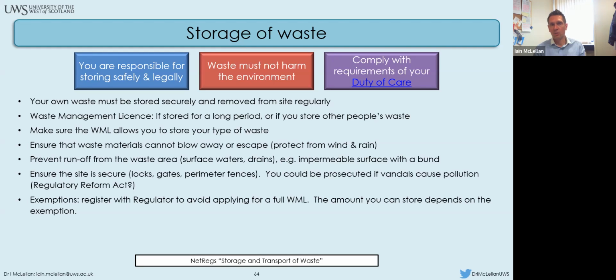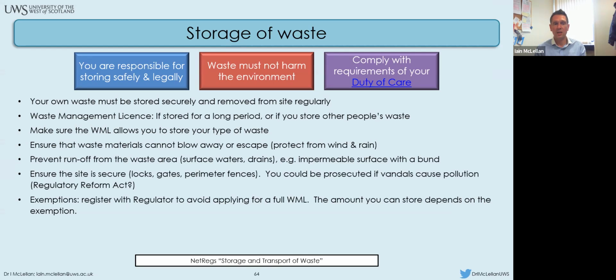So to make sure that it doesn't harm the environment, you've got to protect it from the wind and the rain. Make sure it doesn't blow away, make sure it doesn't leak into the water system. So maybe put it in a bund with an impermeable surface so that it doesn't get into the water environment. Make sure that it's secure, so locks, etc. The gates and the perimeter fences are checked.